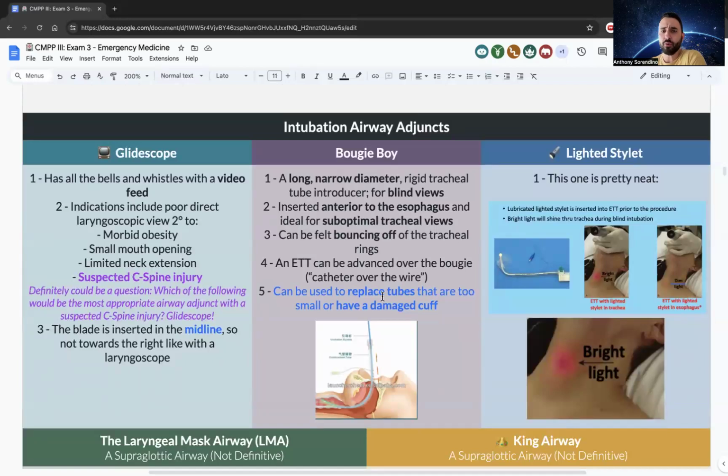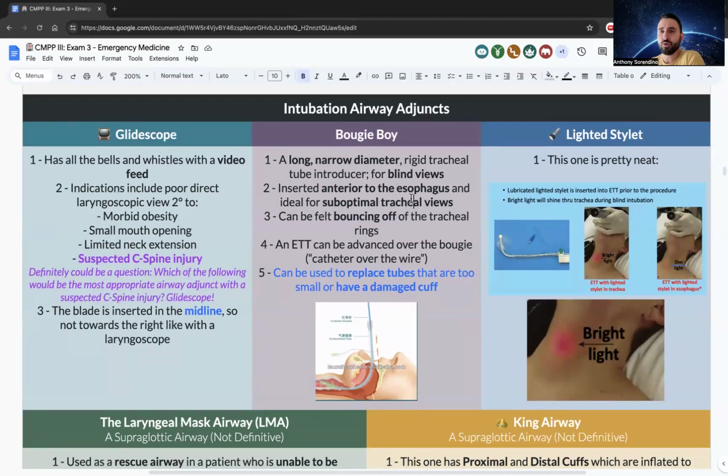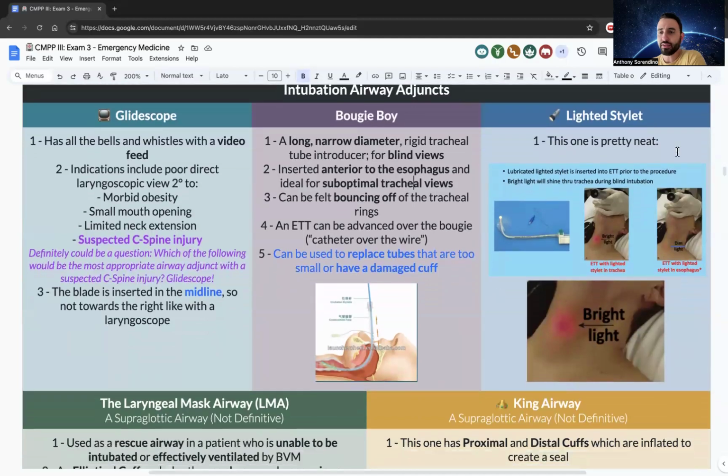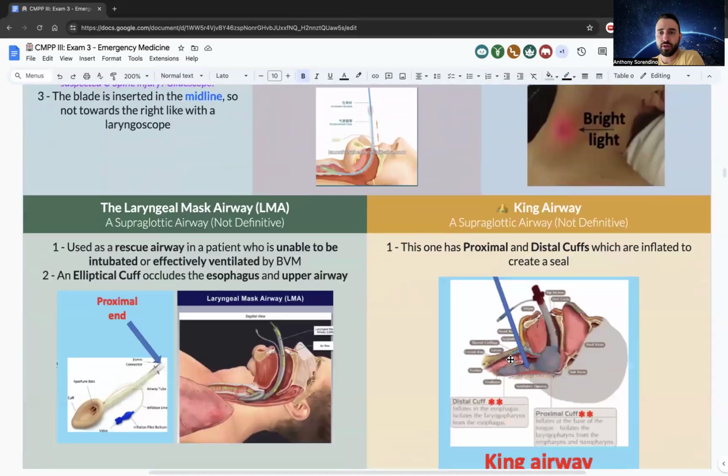Bougie is the one. I think the important indication here is to replace tubes that are too small or damaged. And they talk about this like bouncing off. It can be introduced blindly. You kind of follow, I guess, the ET tube that's already in there with this. But I think if you need to replace a tube, go for the bougie. The light stylet is cool, kind of self-explanatory.